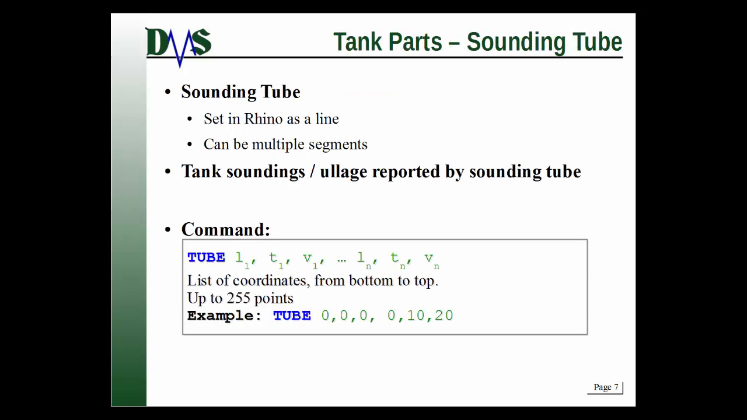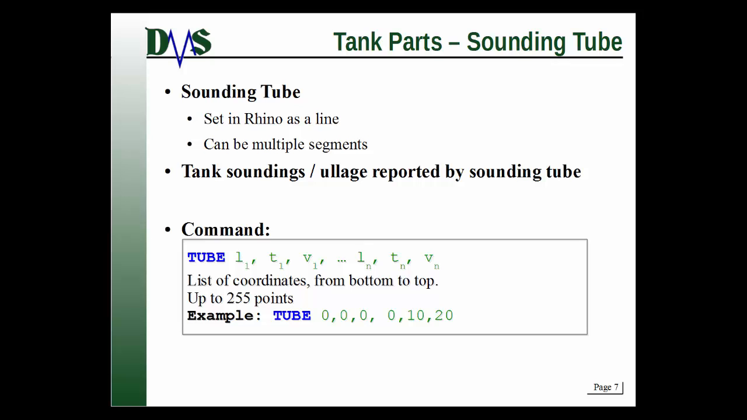Okay, let's talk a little bit more about sounding tubes now. As I said before, a sounding tube can have multiple segments. It can be just a straight line, or it can lead multiple paths. The way you do this in Rhino is you create a line in Rhino. That's a polyline or a curve, one of those line objects. And then you assign that line to a tank. I'll show you how to do that, or tell you more about that later.